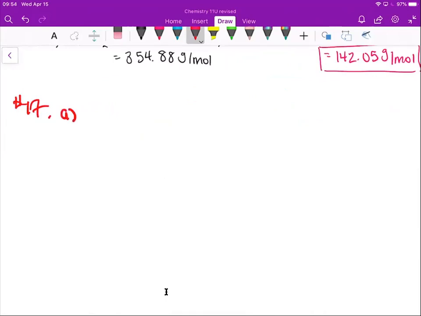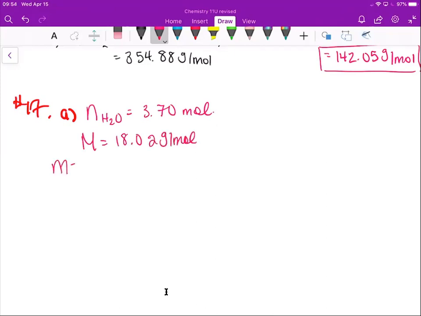So I have, oh, I want pink. I have number of moles of water, which is 3.70 moles. Their molar mass, this is one that I have memorized, 18.02 grams per mole. So mass is going to be number of moles times molar mass. So 3.7 times 18.02. I get 66 point, okay, let's follow significant digits, 66.7 grams.